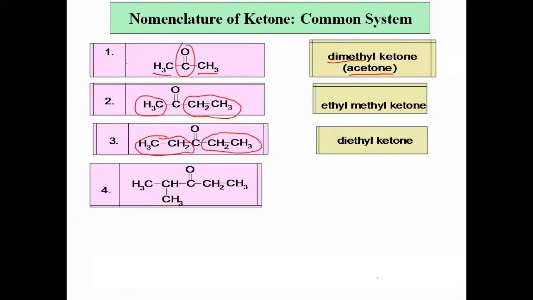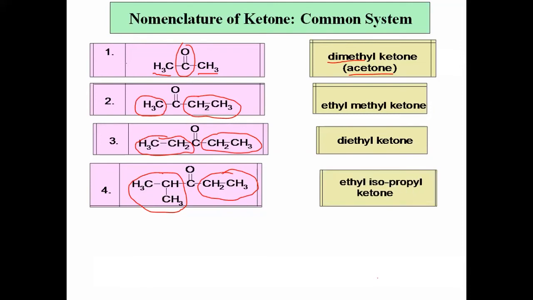Then next, here this is the first group, and this is the isopropyl group, and this one is the ethyl group. Alphabetically, which is prior? Between the E and the P in propyl, which comes first? E, and hence we write ethyl isopropyl ketone. This is the common name of this particular compound.